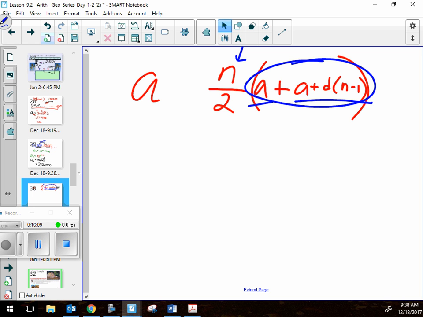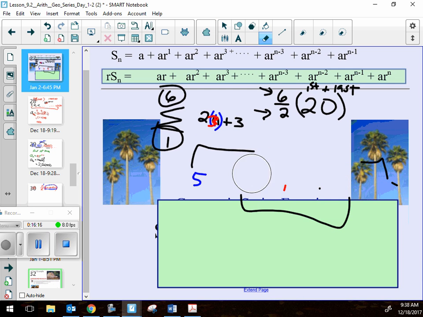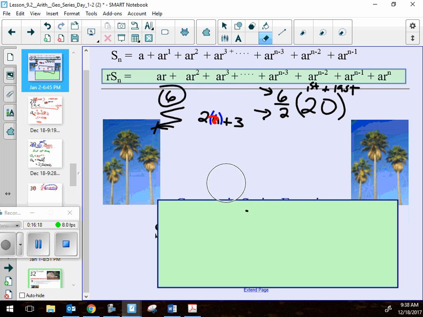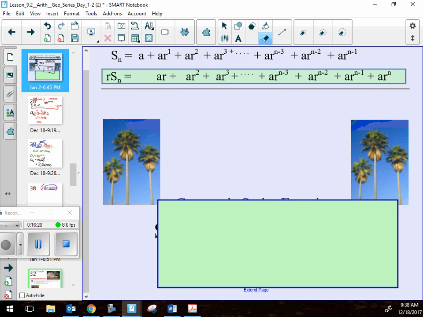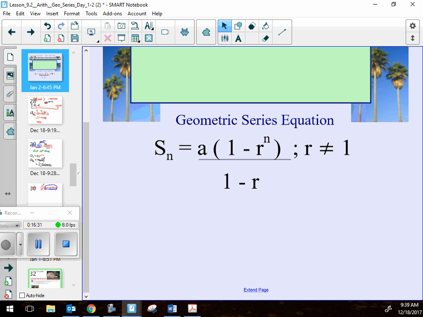For a geometric series, I'm going to go back to that slide we started on and reveal it for you. Unfortunately, that won't make it reveal on your iPad, so you're going to have to copy it down. But here is your big formula. S sub n, I'll move it up, sorry.